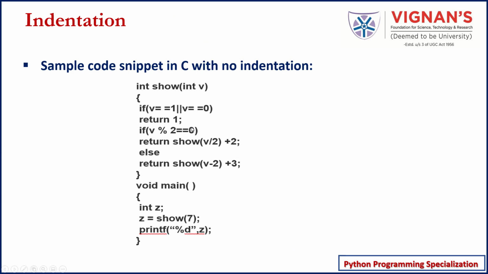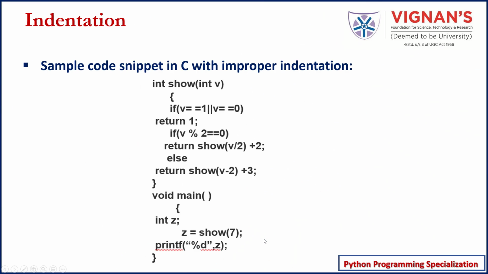Consider the sample code snippet written in C programming, which does not follow any indentation. Even if the indentation is not followed, the program can be compiled and executed without any issue. Consider this code snippet, which is following an improper indentation. You can see that the indentation is much improper. Even then the code can be compiled without any syntax errors and executed without any runtime error. Whether indentation has to be followed or not can be decided by the programmer, and it is not mandatory in other programming languages like C, C++ or Java.